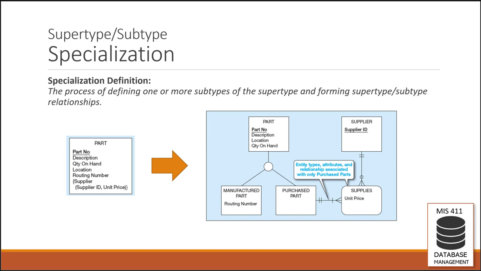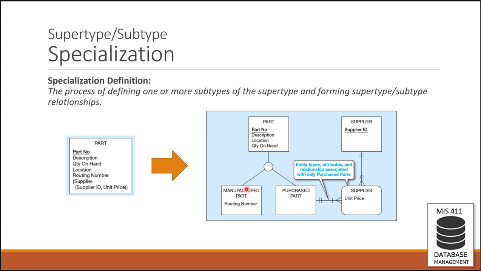So this is an example of why we might want specialization. As you can see, what we've done is we've taken the common attributes that both manufactured parts and purchased parts have, right? The part number, description, location, and quantity, because those apply to both. And we've moved those into the part supertype.